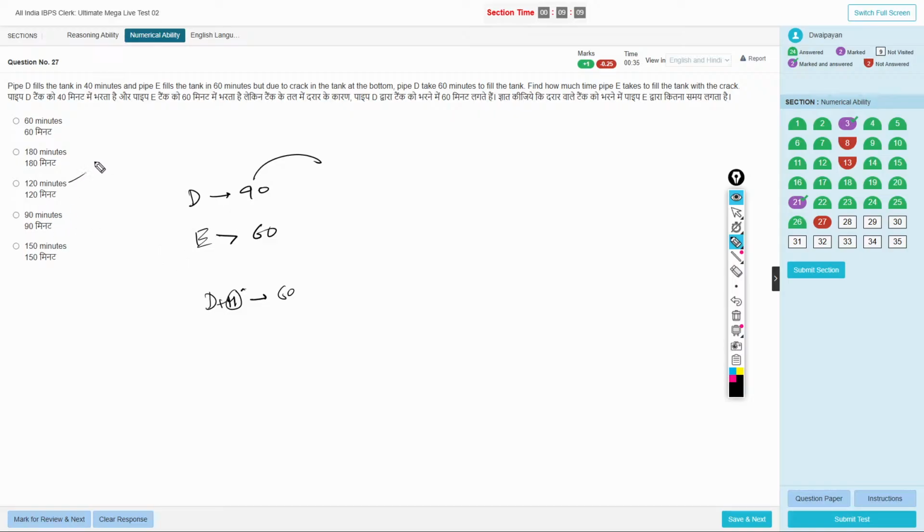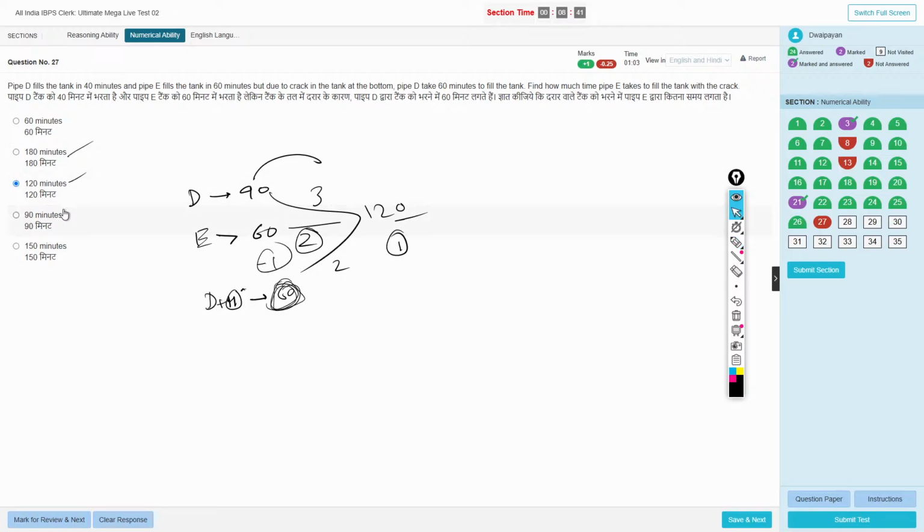I feel this is way too much. Okay, suppose this is 120. So 3 and 2. So there is a 1 point hole. So okay, 120 minutes. But they are taking 60 minutes, right? So with the hole, he will take, okay, minus 1. Surely. So 120 minutes.